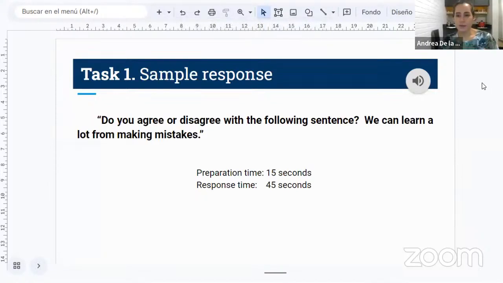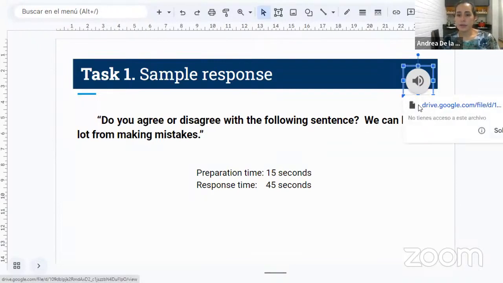Okay, thank you so much, David. I see that now it's working. Great, so we're gonna listen to a sample response for this. Okay, we can learn a lot from making mistakes, agree or disagree. Let's hear it. It's a little bit more realistic than the other one, okay? We're gonna see.